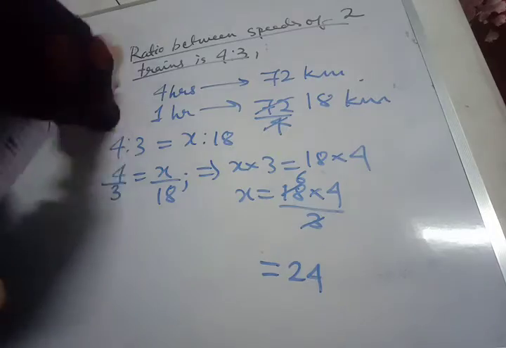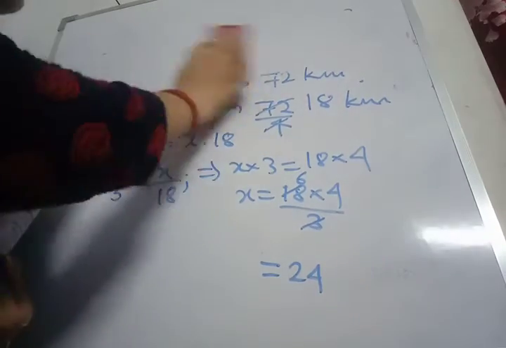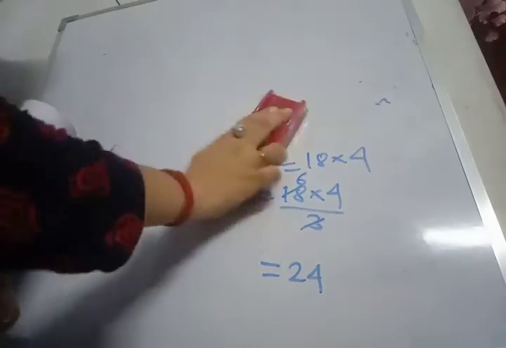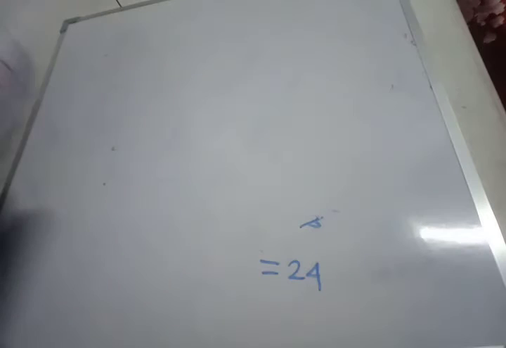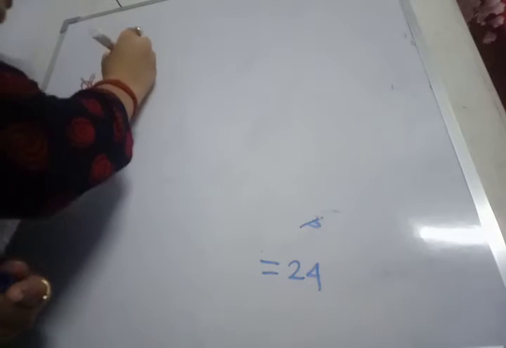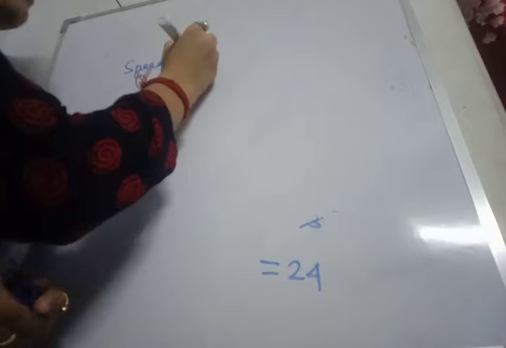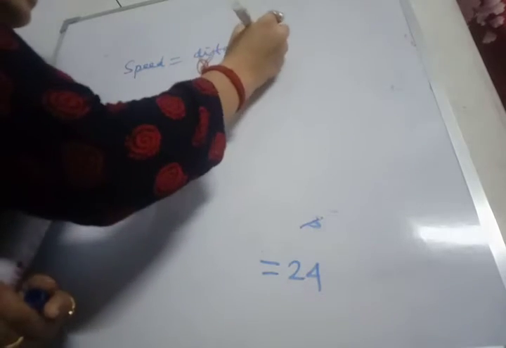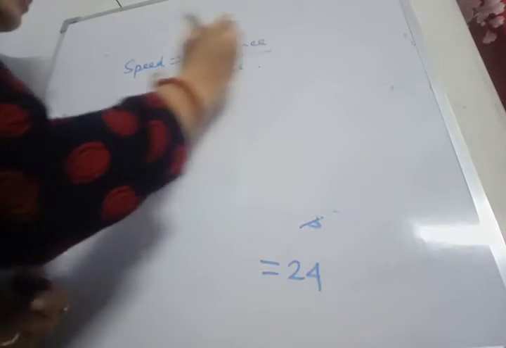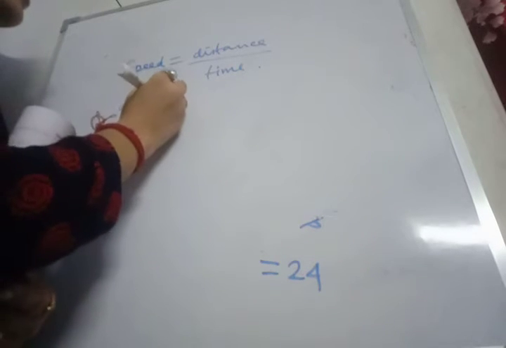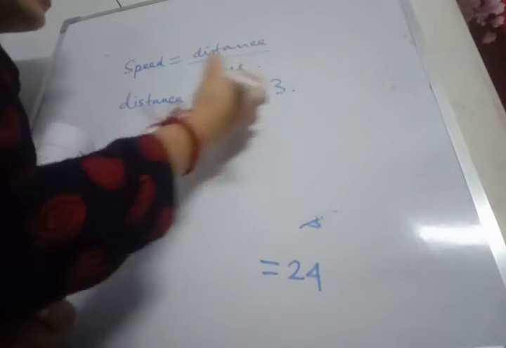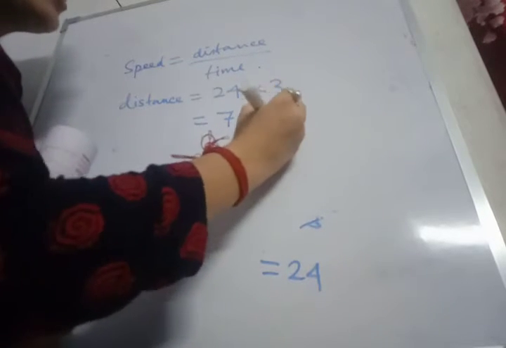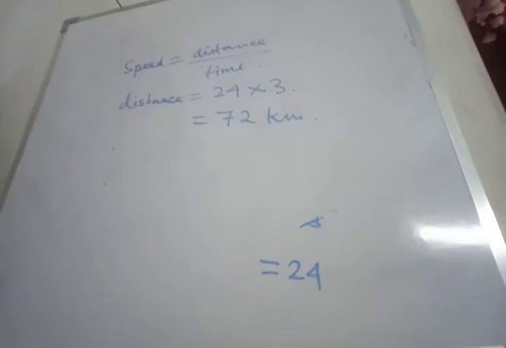Now we have to find out the distance traveled by the first train in 3 hours. The time is given and speed we have calculated. We have to find out the distance. We know speed equals distance by time. So distance equals speed, which is 24, times time, which is 3 hours. So 24 into 3 is 72. So 72 kilometer will be the distance covered by the first train.